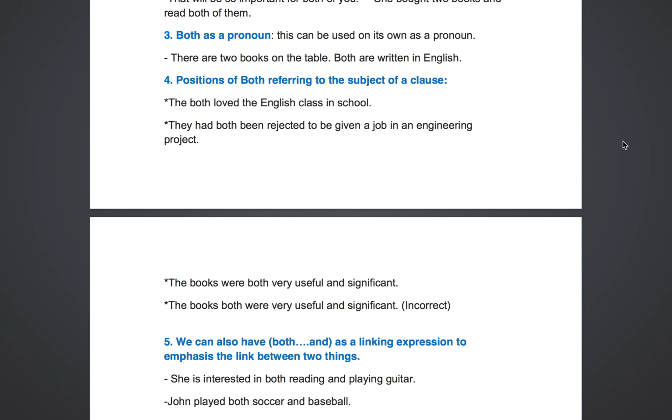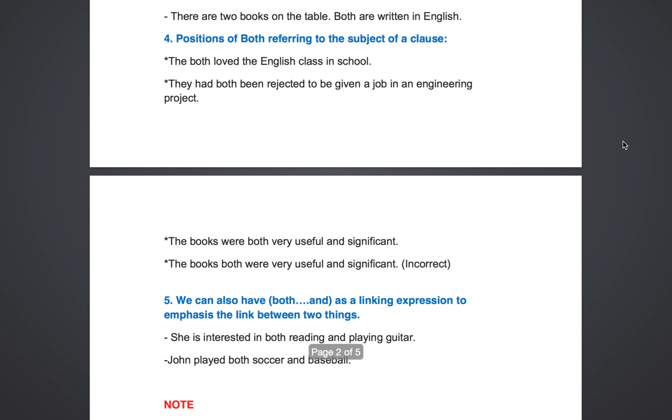There are 2 books on the table. You have 2 books, which is plural, and you can say both are written in English. Or you can say both books, or both of the books are written in English. Here both refers to the books in the first sentence. We have some different positions of both that refer to the subject of a clause. First one, they both loved the English class in school.